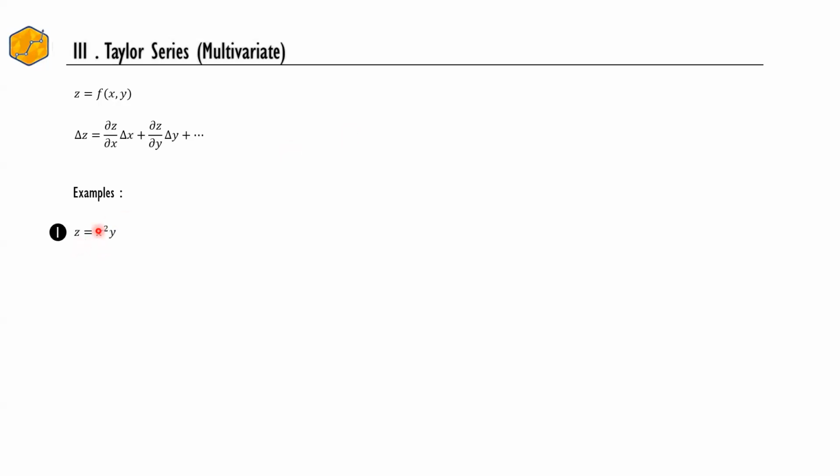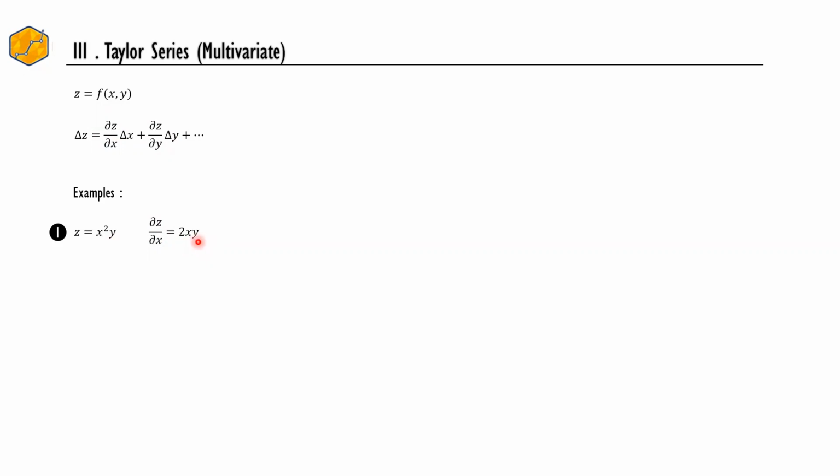So we have Z equal to X square Y. In order to use this equation, we need to first find out the partial derivatives. What is del Z by del X? Simple. If you are differentiating with respect to X, treat Y as constant. This is partial derivative. If Y is constant, Y will come out, and derivative of X square is 2X. So we got 2XY.